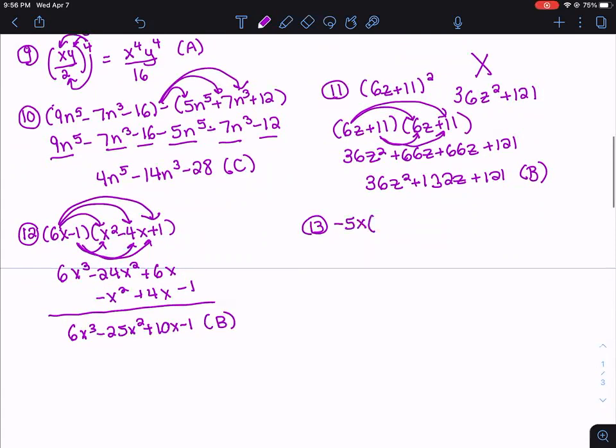And then I'll save the rest for, like I said, Monday. But this would just be simple distribution, 10x squared minus 50x, and that's C.